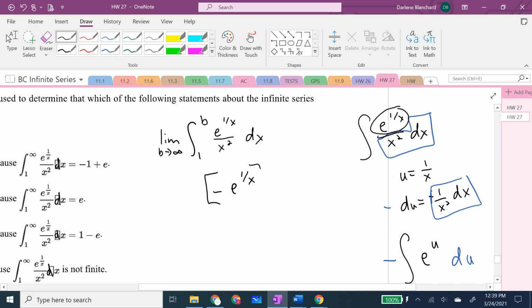I'm going to bring it back to the fact that it is a definite integral with a limit to be solved. When I plug in b, I get negative e to the 1 over b minus plugging in 1, minus negative e to the 1.